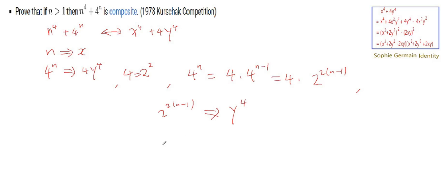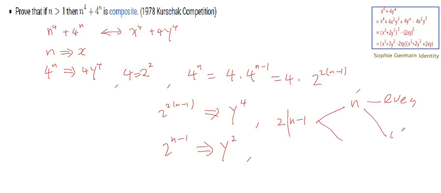And if we divide it by 2's power, 2 to the n minus 1's power should be the same as y squared. That means n minus 1 must have a factor of 2, meaning 2 can divide n minus 1. So we should think about n in two cases, odd or even, and consider whether this number is composite in both cases.